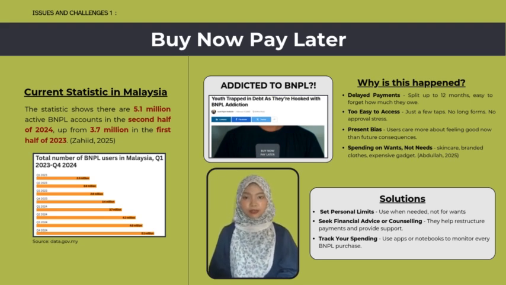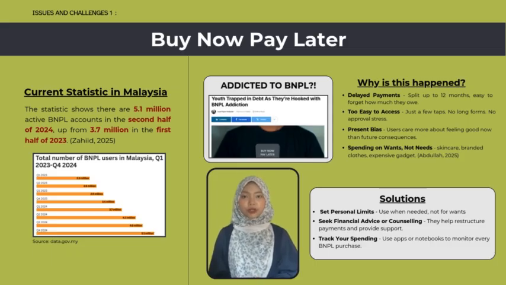First is delayed payments. With payment plans stretching up to 12 months, it's incredibly easy to lose track and forget about upcoming installments. Second, it's too easy to access. BNPL is designed for instant gratification, just a few taps, minimal approvals, and your purchase is made. And the third one is present bias.